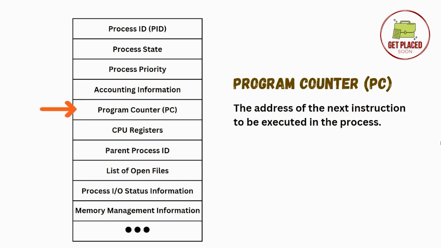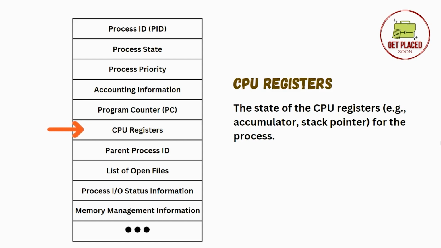Moving ahead, we have program counter. Program counter is nothing but the address of the next instruction to be executed. So a process while running is nothing but a series of instructions. One by one it gets executed. Program counter has the address of the next instruction. Okay, next we have CPU registers. CPU registers store information like stack pointer, accumulator, what type of registers are used by the process, etc. So all this information is stored in CPU registers.